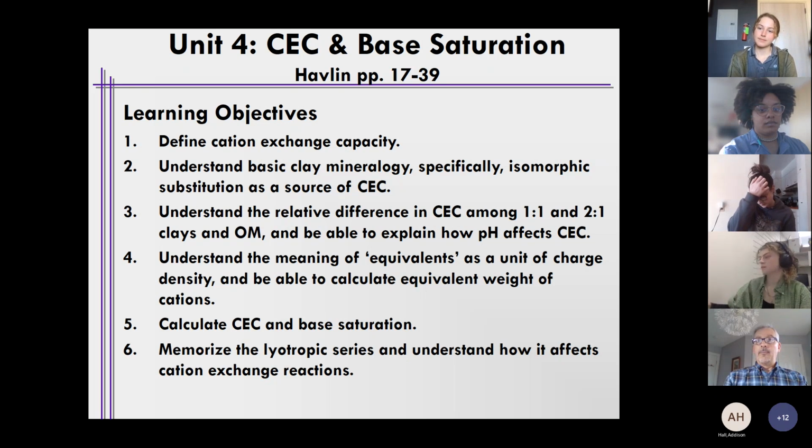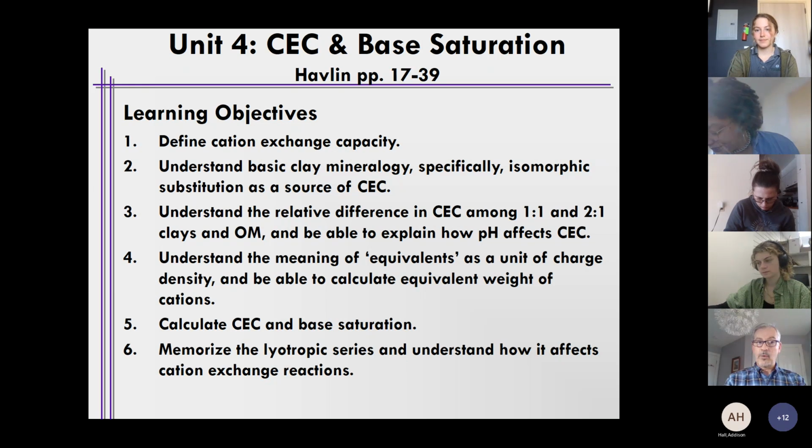And then objective number 3 is to understand the relative differences in cation exchange capacity among 1-to-1 and 2-to-1 type clays. So we'll talk about what those mean. And the cation exchange capacity from organic material or organic matter. And then you should be able to explain how pH affects cation exchange capacity in soils. So you'll learn about that in this unit.